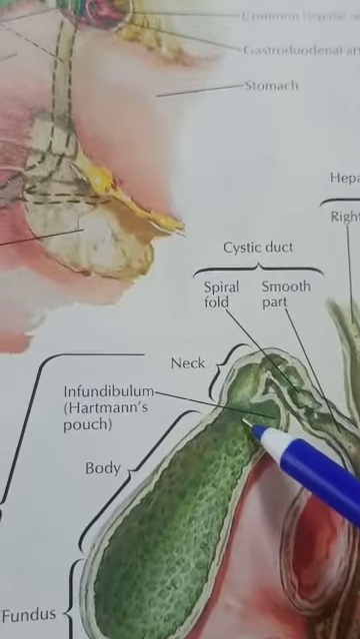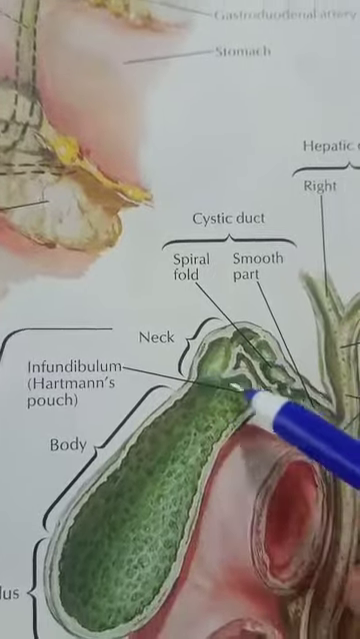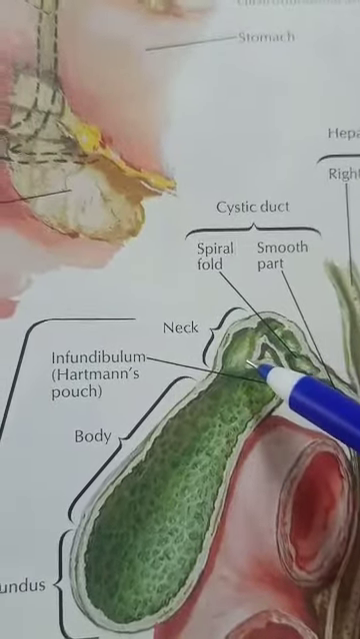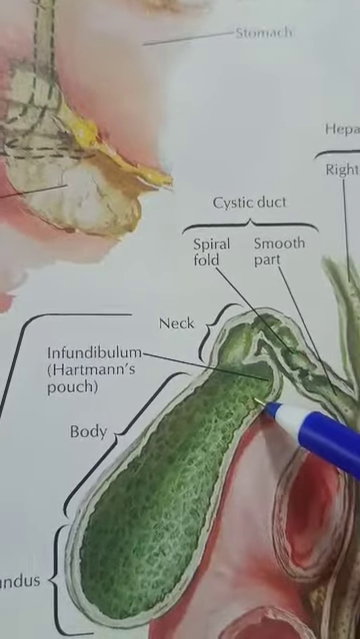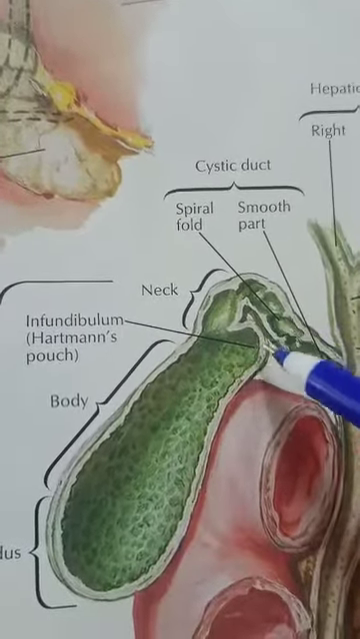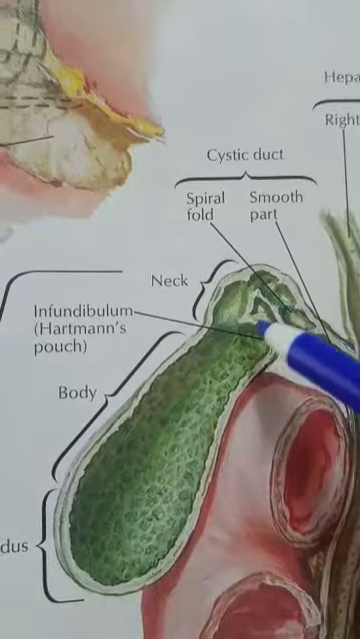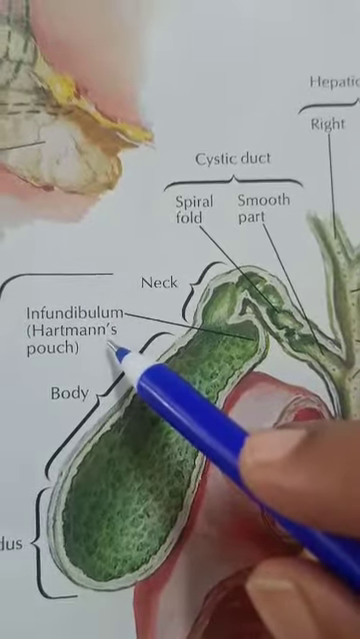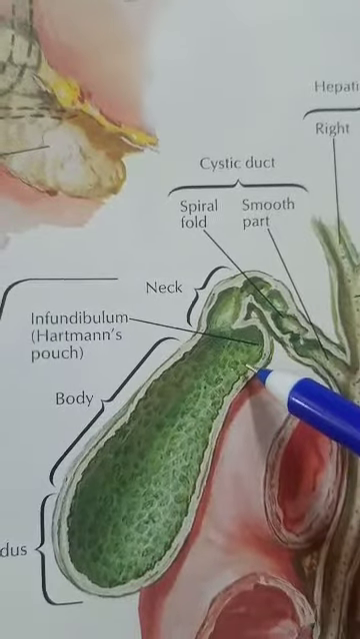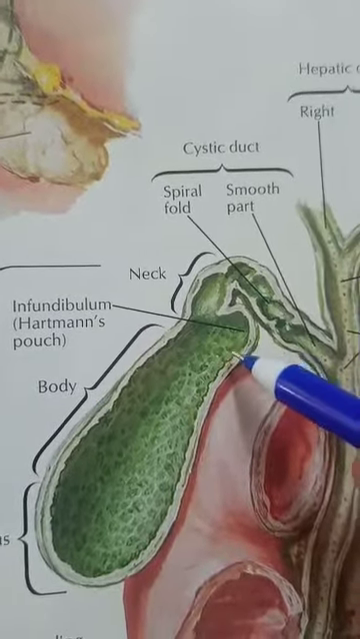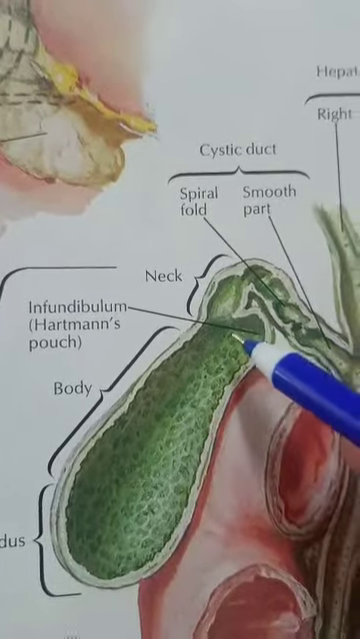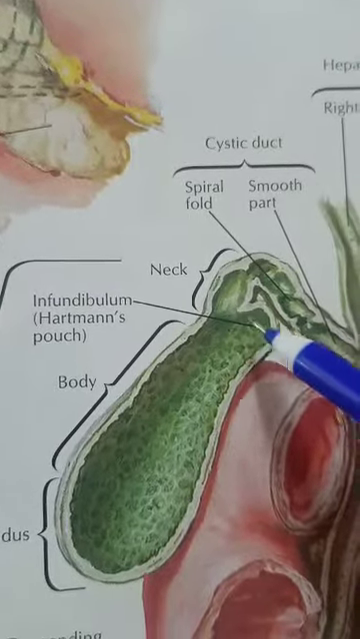The neck, you can see this is the neck. It is a funnel shaped structure, and on the right side of the neck we can see there is a pouch, or a bulging can be seen. This is known as Hartmann's pouch. This Hartmann's pouch is the common site for gallbladder stones. Okay, for gallstones, the most common site is the Hartmann's pouch.